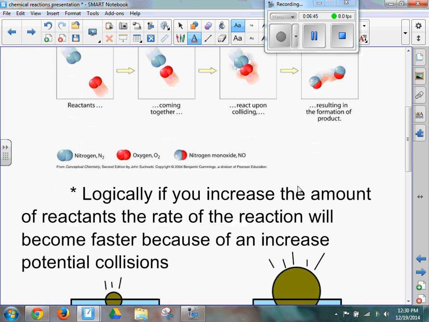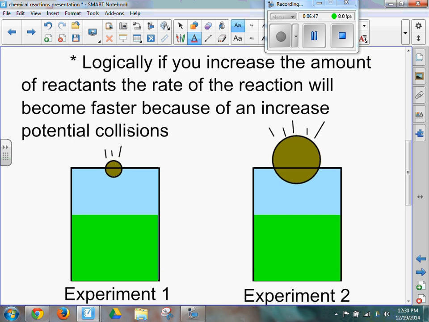Okay, so it's only logical then that if you increase the amount of reactants, the rate of reaction will become faster because of an increase in potential collisions. Okay, so I have two containers here. Same amount of green liquid within them. Experiment 1, experiment 2 holds the same amount of green liquid. Which one would you suspect would have a greater concentration of reactants? Correct. Experiment 2 would have a greater increase.